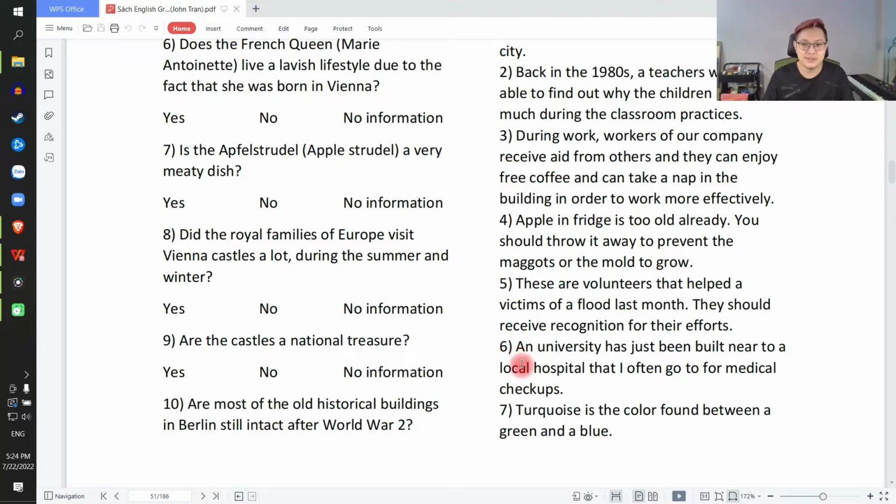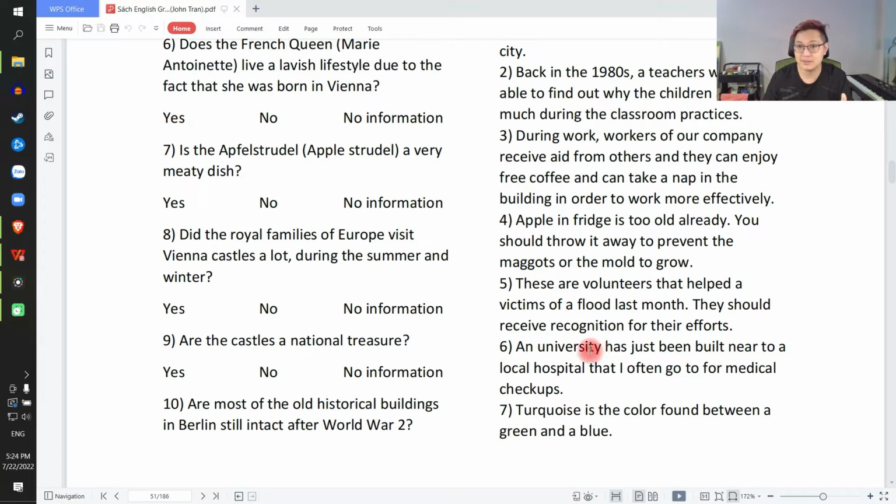So a university has just been built near to the local hospital that I often go to for medical checkups. Here, we want to talk about a specific local hospital that I go for medical checkup, not any general local hospital. Cái chỗ này mình muốn nói một cái bệnh viện địa phương cụ thể, đó là cái bệnh viện mà tôi hay đi cho kiểm sức khỏe, chứ không phải bệnh viện nói chung nào cả. Cho nên phải có the nè.